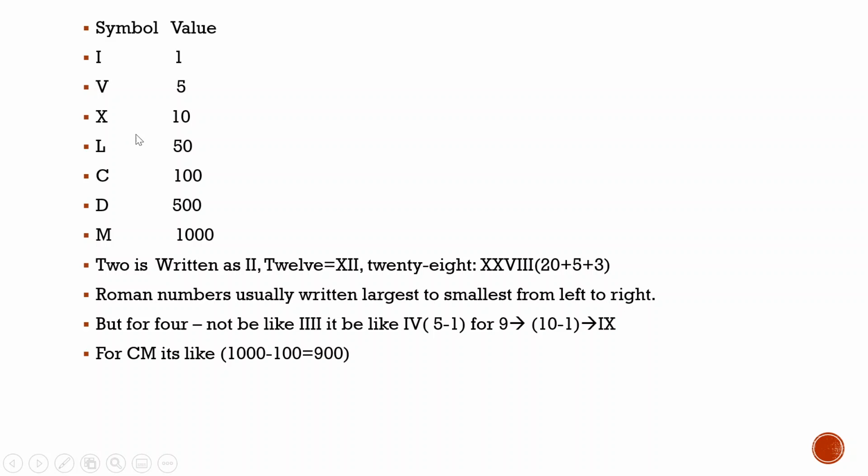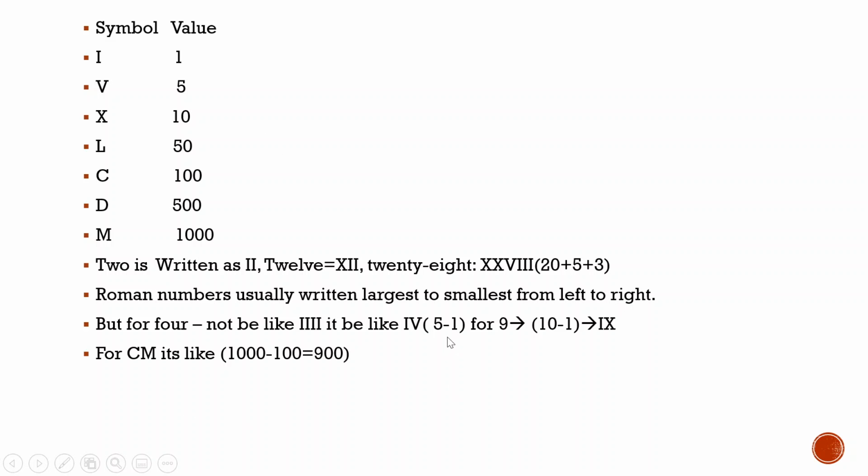That means X is 10, we have 2 X's, so 2 times 10 is 20, and V is 5, and 3 I's are 1 plus 1 plus 1, which is 3, so in total it is 28. Roman numbers are usually written largest to smallest from left to right. So the left should be the largest one and the right should be the smallest one.